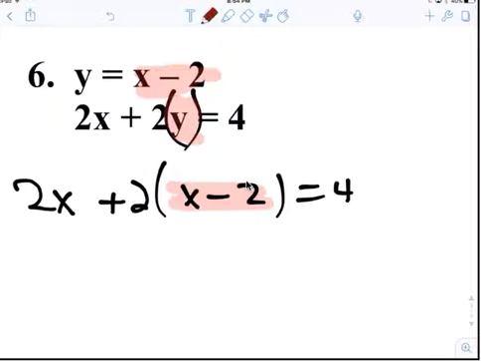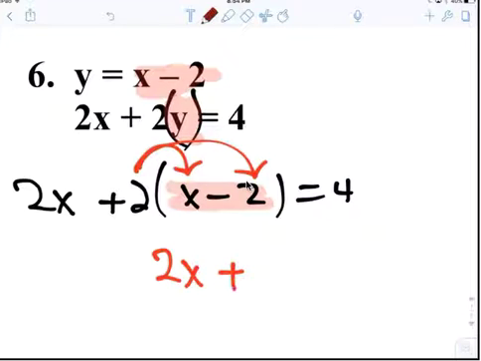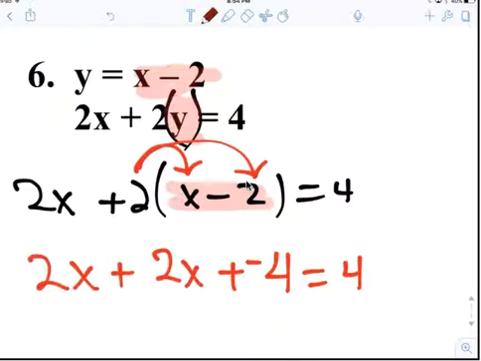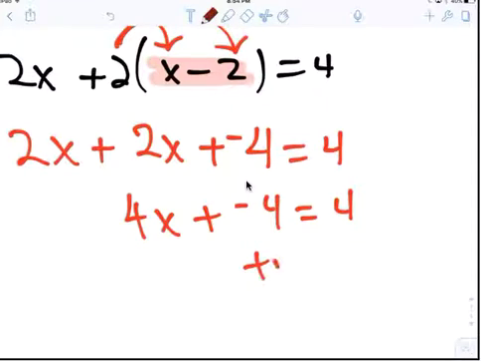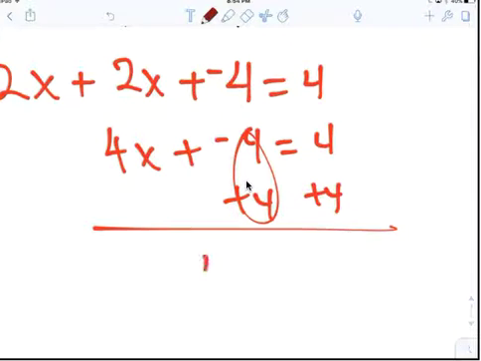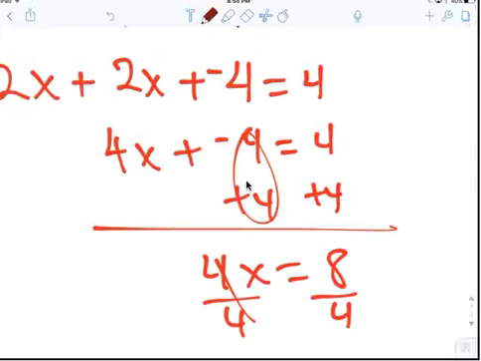Distribute. 2x minus positive negative 4. After you distribute, the parentheses are gone. 4x plus a negative 4 equals 4. Add 4, gets you 4x plus 0 is 4x equals 8. Divide by 4, x is equal to 2.